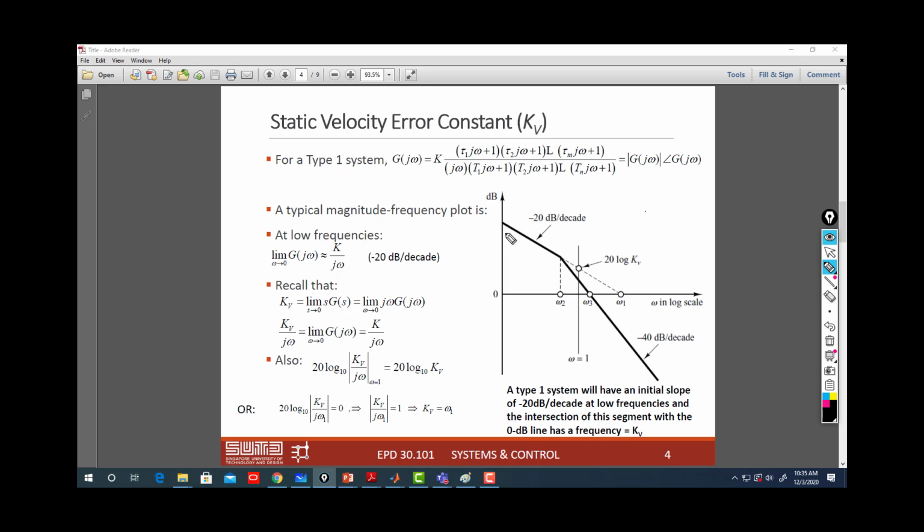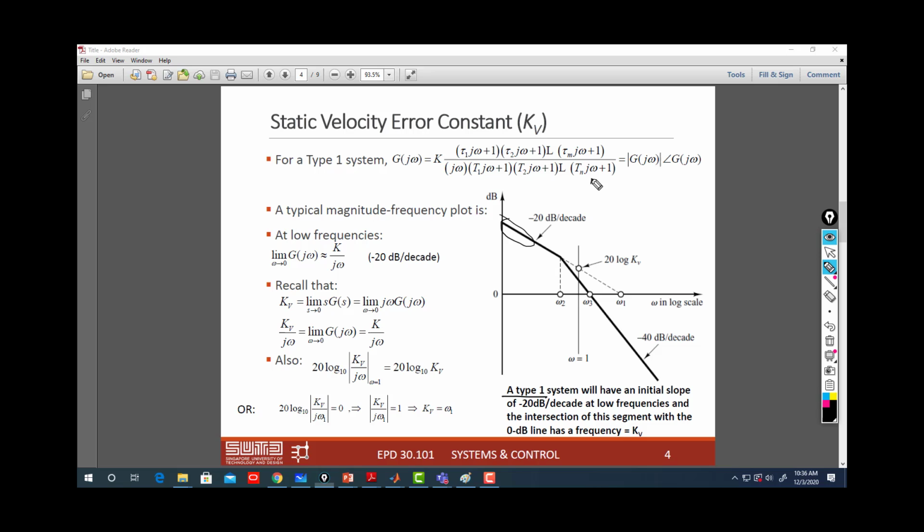You look to the slope at the low frequency. Remember, the low frequency just at the beginning. Here maybe you have a Bode plot that goes like this later on, and later on, etc., but we are not interested in that. We are just interested in the low frequency. Look at the low frequency. Then if it's minus 20 decibel per decade, you tell me it's type 1.